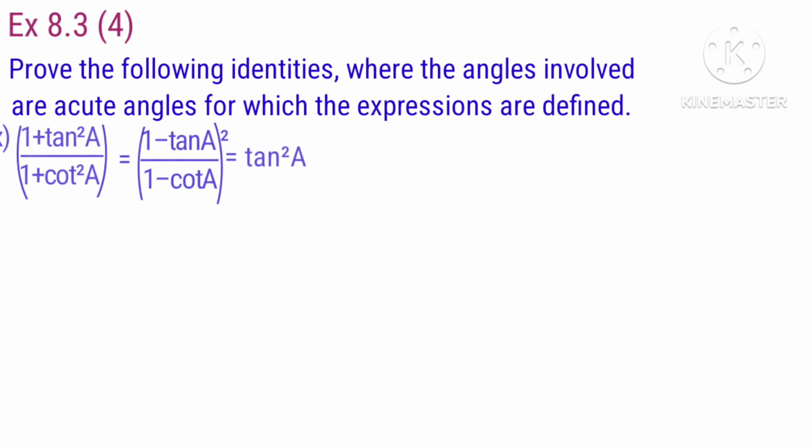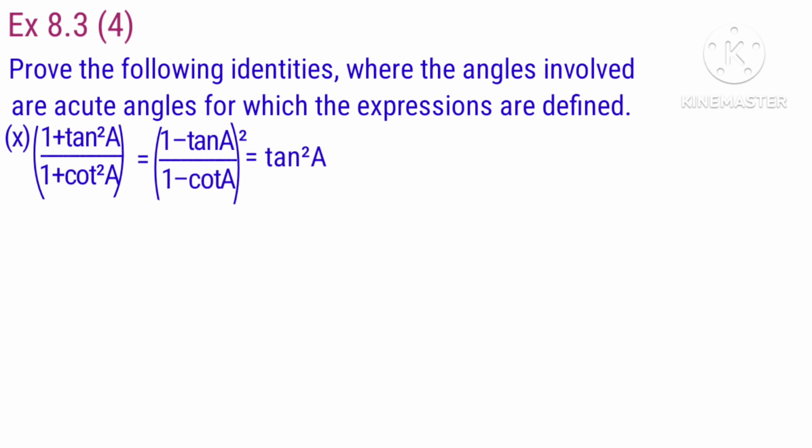We'll move on to our last question. 1 plus tan square A divided by 1 plus cot square A is equal to 1 minus tan A divided by 1 minus cot A to the power of whole square is equal to tan square A. So the third expression, tan square A, is given in a simple form. So the first two expressions we'll take as LHS and the third one we'll take as RHS. So now we have to prove LHS is equal to RHS.